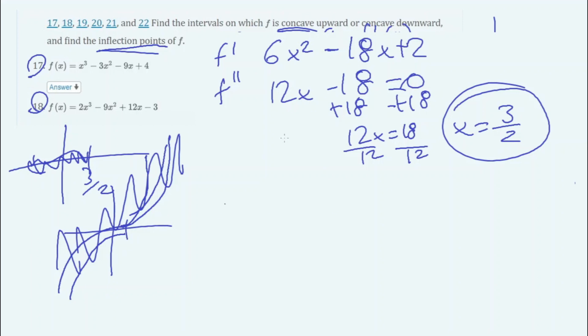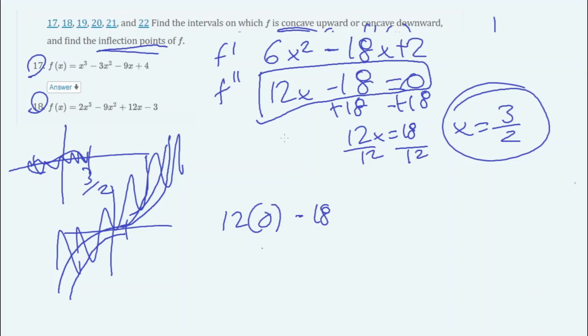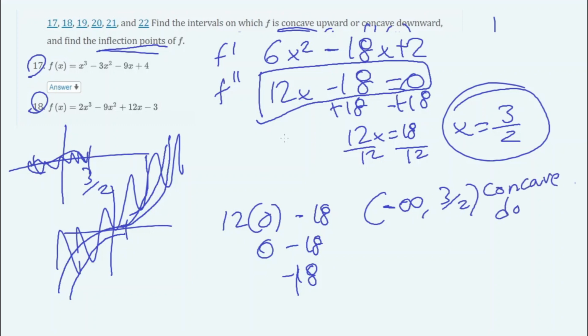So let's plug in 0 into the second derivative function, which is going to be this right here. So you plug in 0, we're going to have 12 times 0 minus 18. And 12 times 0 is 0 minus 18, so it's negative 18. So that means that the concavity is down to the left. So we can conclude that in the interval negative infinity to 3 over 2, it is concave down.